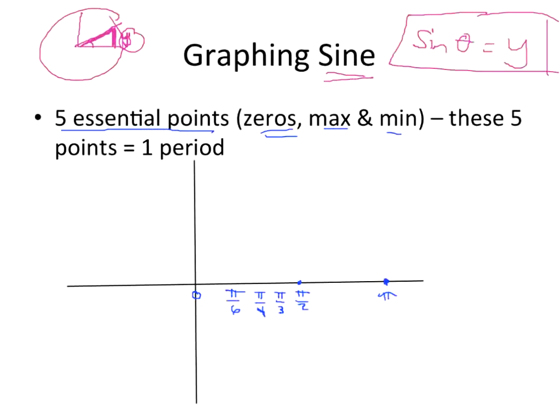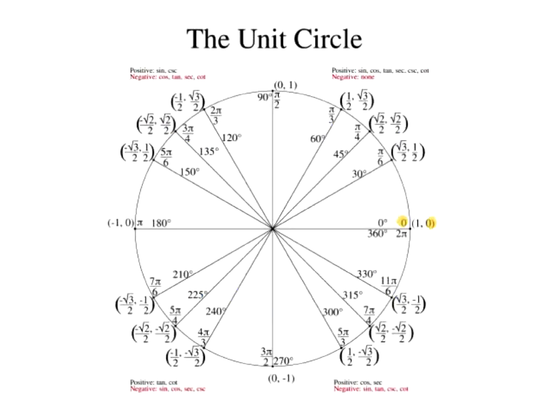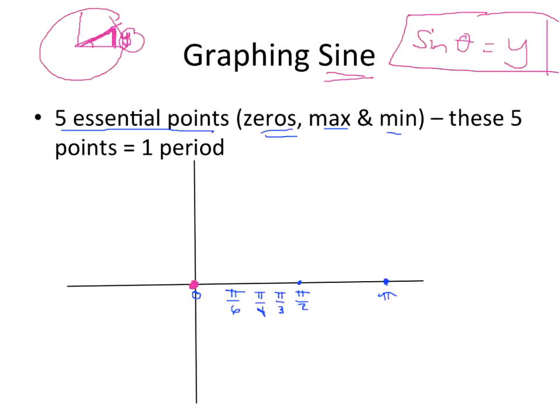So let's go back to the graph. When I'm at 0, my y value is 0. So I have 1 point on my graph so far. Let's go back and take a look at the unit circle. At pi over 6, my y value is 1/2. So let's go back to my graph. At pi over 6, my y value is 1/2. Let's make this out of 1. So at pi over 6, my graph is at 1/2.